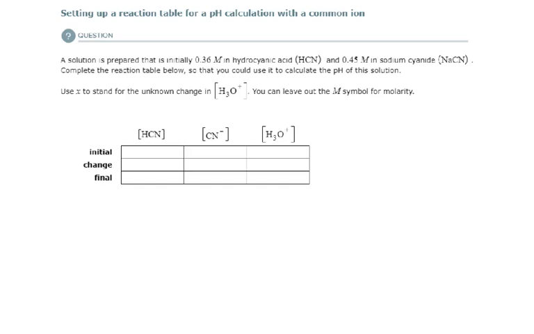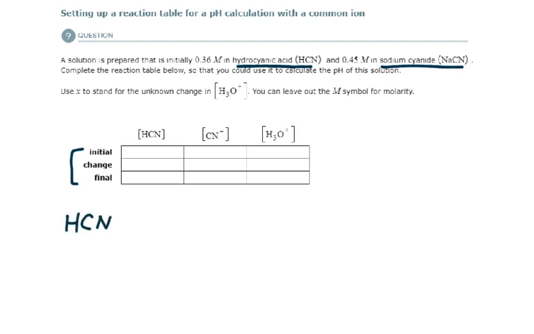So the first thing we need to do to tackle this problem and fill out the reaction table is to write out the chemical reactions at play here. Now we have more than one chemical reaction this time. The reason is because we have two solutes in this solution. We have our weak acid, hydrocyanic acid, but we also have another solute, sodium cyanide, a strong electrolyte, ionic compound. So this first reaction will look like this.